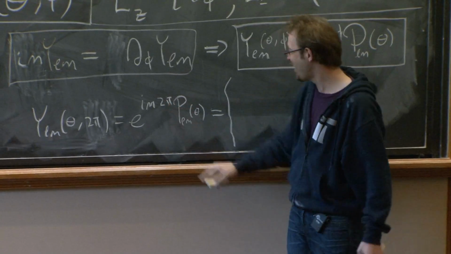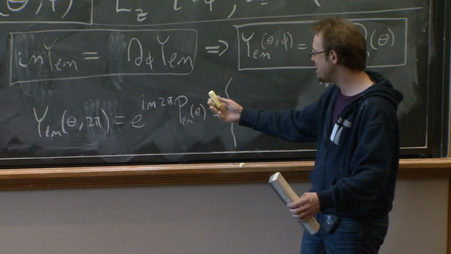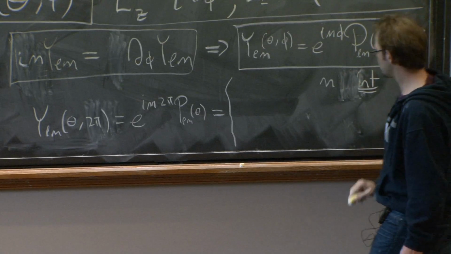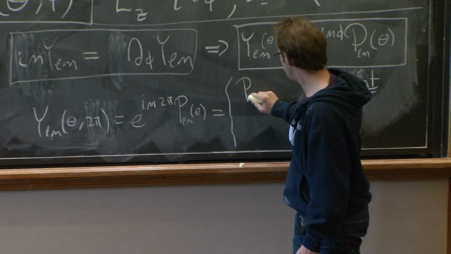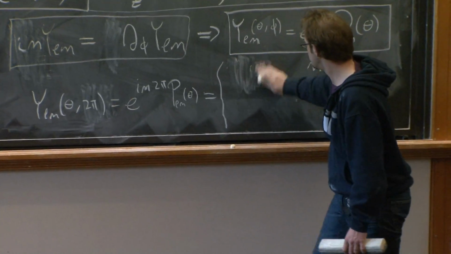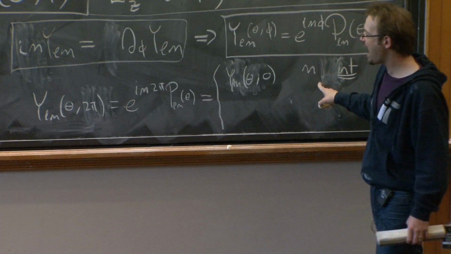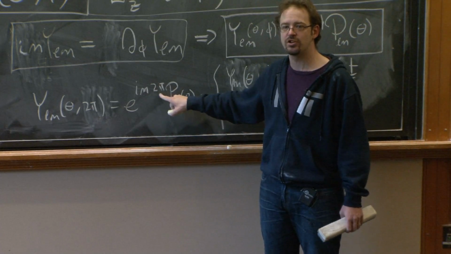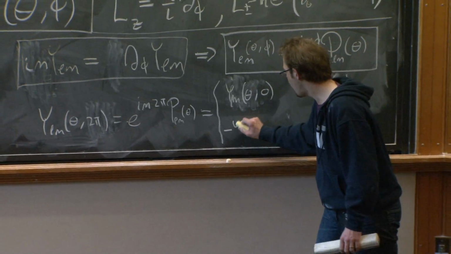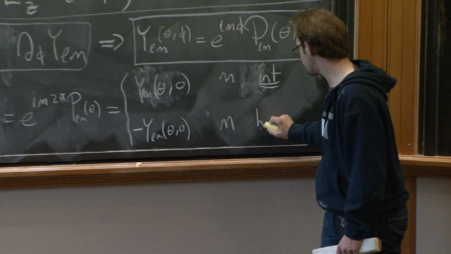1. Yes, OK. You're supposed to cheer at that point. It's like the coolest identity in the world. So e to the i 2 pi, that's 1. So if m is an integer, then this is just P_lm of theta, which is also what we get by putting in phi equals 0. So this is equal to Y_lm of theta, comma 0. But if m is a half integer, then e to the i half integer times 2 pi is minus 1. And so that gives us minus Y_lm of theta and 0 if m is a half integer.